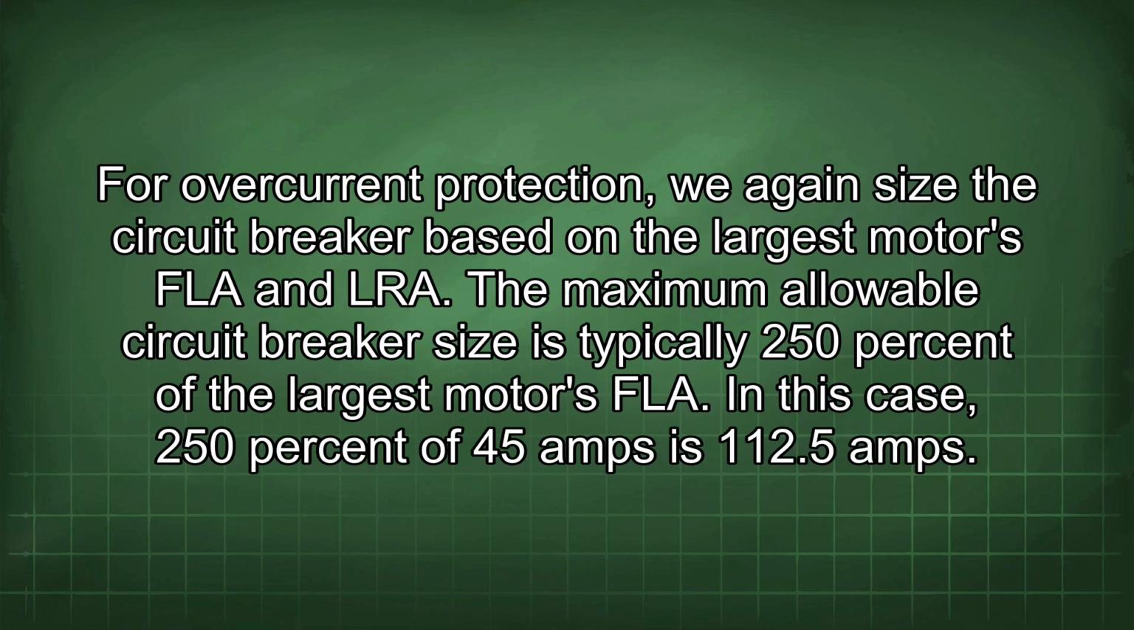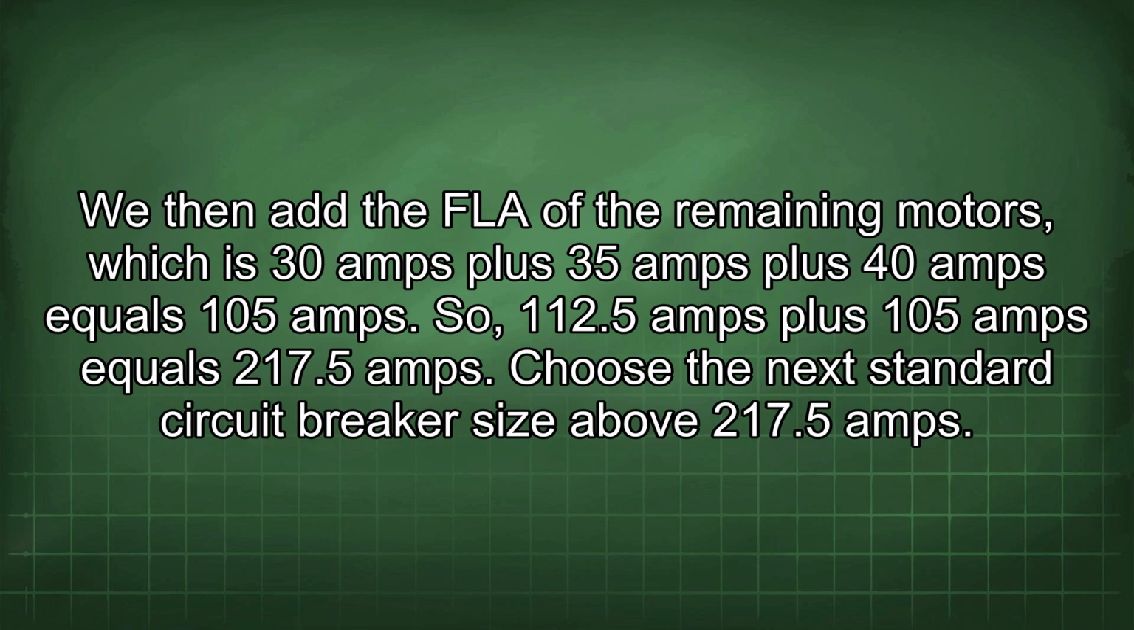For overcurrent protection, we again size the circuit breaker based on the largest motor's FLA and LRA. The maximum allowable circuit breaker size is typically 250% of the largest motor's FLA. In this case, 250% of 45 amps is 112.5 amps. We then add the FLA of the remaining motors, which is 30 amps plus 35 amps plus 40 amps equals 105 amps. So, 112.5 amps plus 105 amps equals 217.5 amps. Choose the next standard circuit breaker size above 217.5 amps.